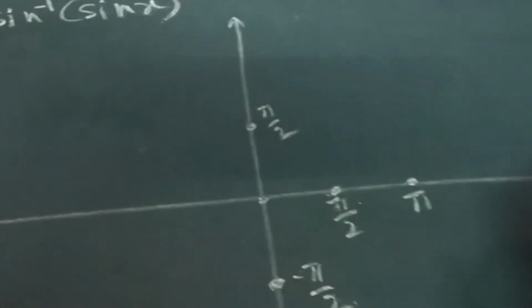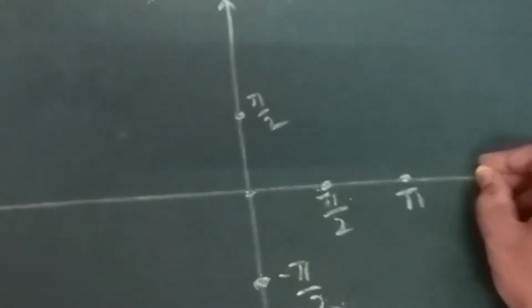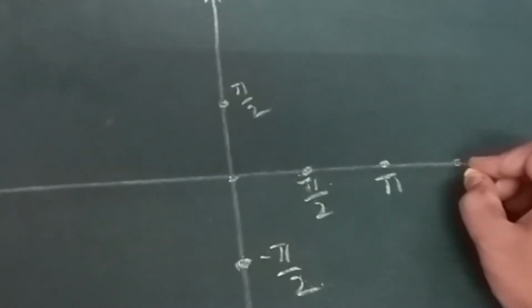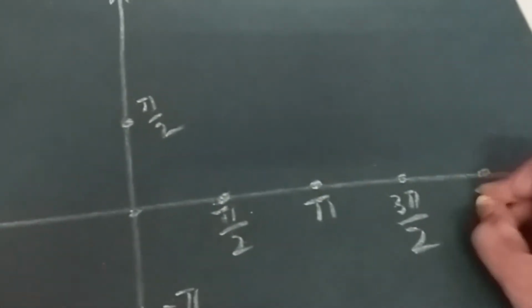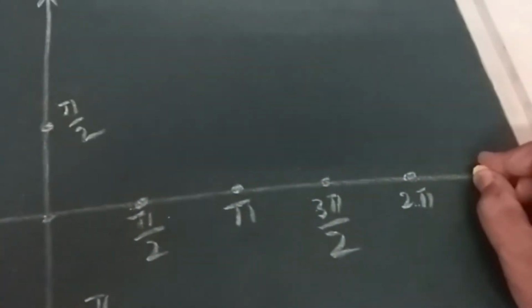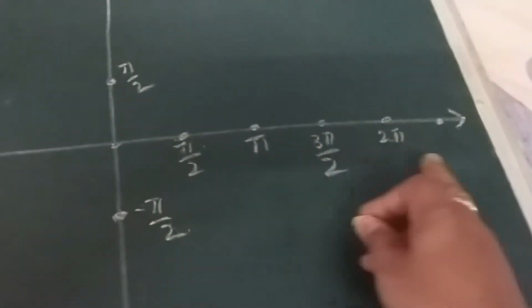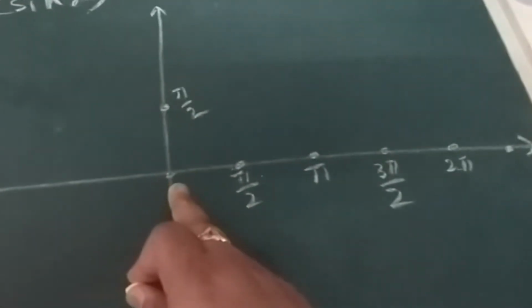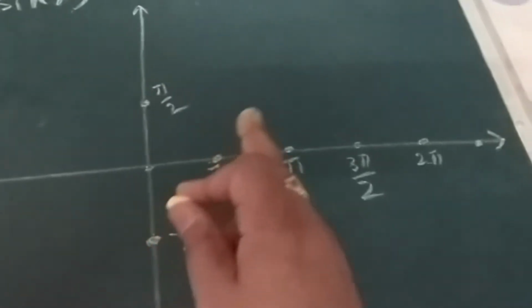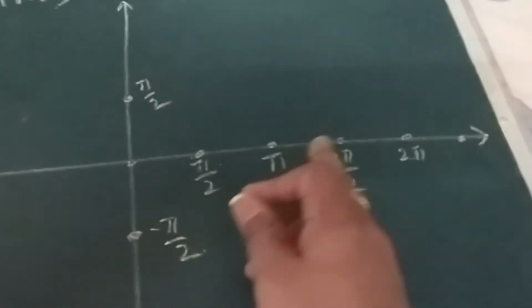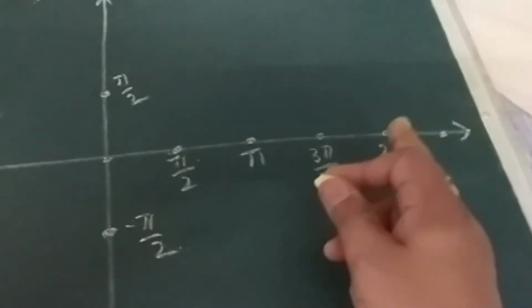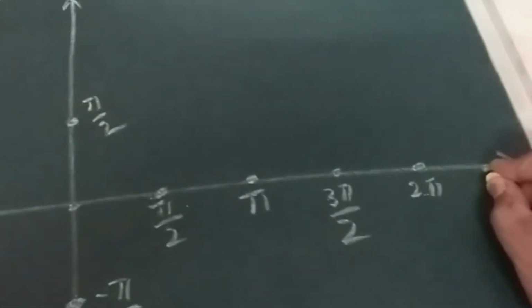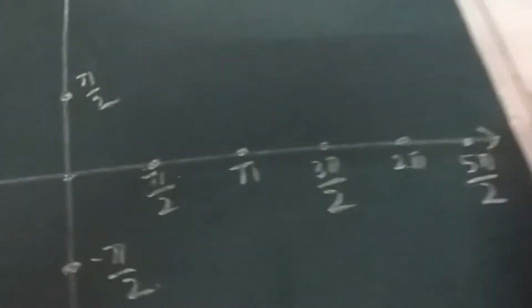Here it will be 180 degrees, that is pi. Then the next one after pi is 3 pi by 2, and then the next one is 2 pi. After 2 pi I am adding pi by 2 everywhere: 0 plus pi by 2 is pi by 2, pi by 2 plus pi by 2 is pi, pi plus pi by 2 is 3 pi by 2, 3 pi by 2 plus pi by 2 is 2 pi. Again 2 pi plus pi by 2 will be 5 pi by 2, and so on. I am taking up to 5 pi by 2.